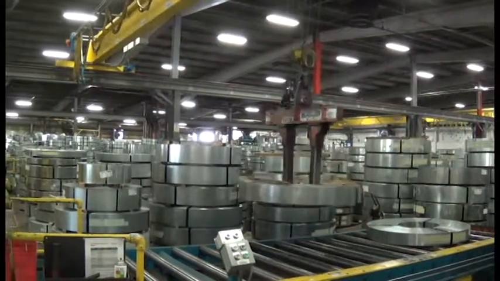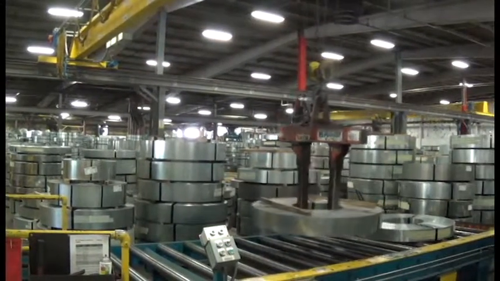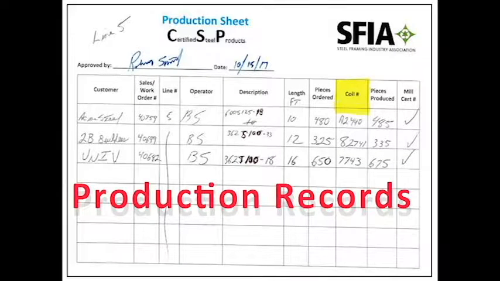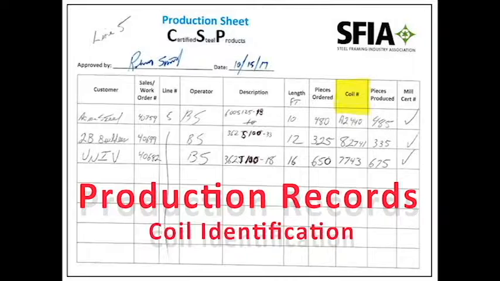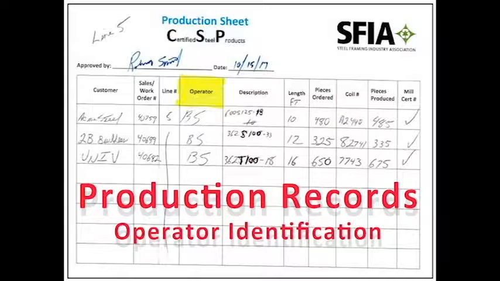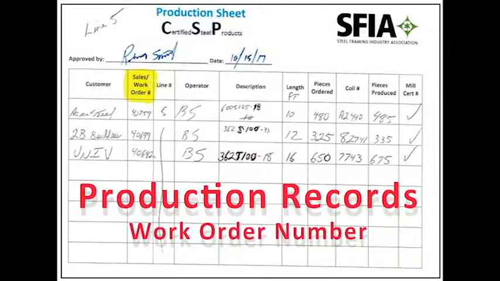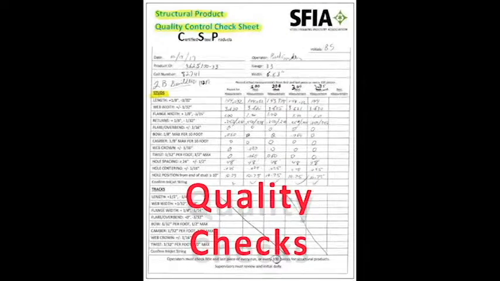When a coil is pulled for production, it should be documented on the production paperwork. Production records should have a place to record the coil number, along with additional information such as the operator's name, number of pieces manufactured in the run, the work order number, and any quality checks performed during the production.